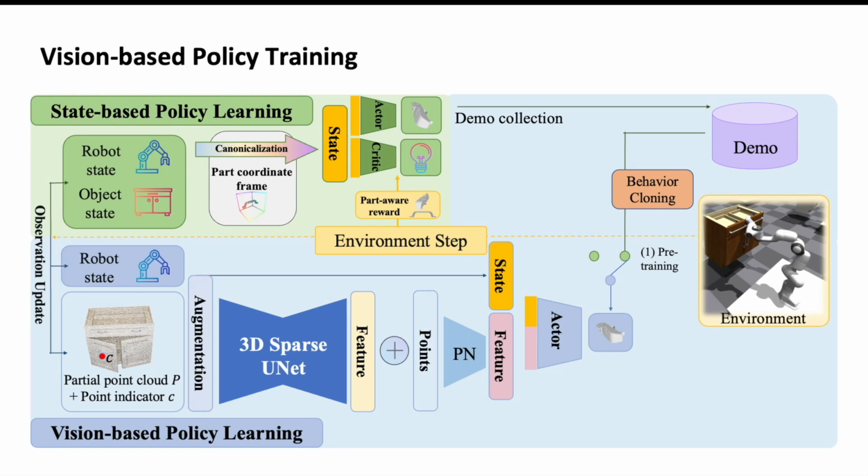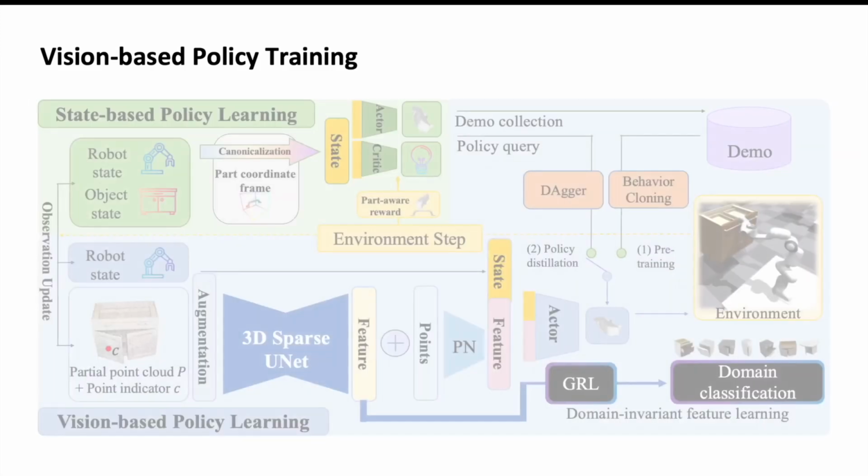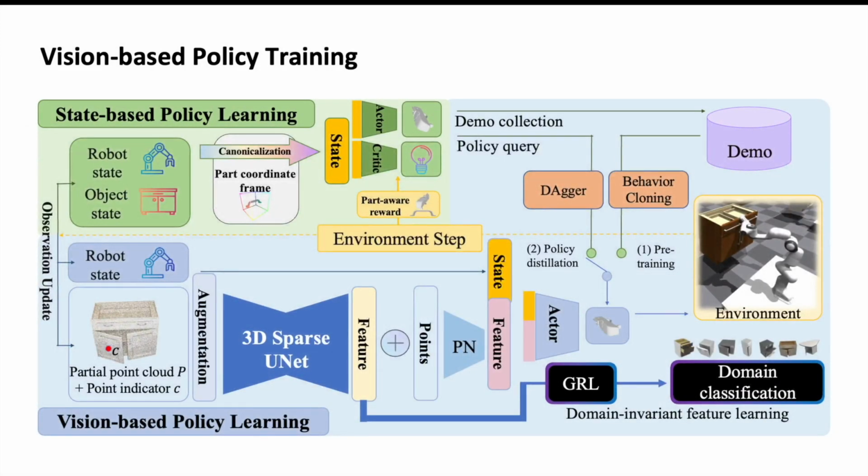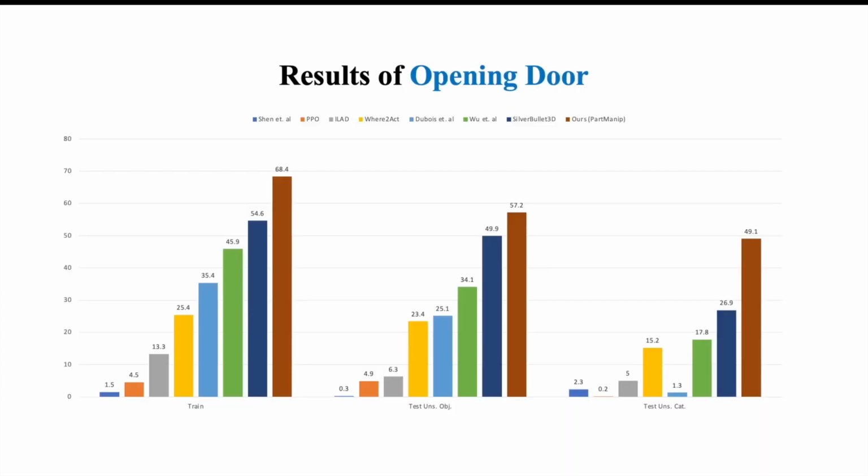The policy is trained by behavior cloning. Then, we use Dagger to joint training the whole network. For each training step, we use the Dagger loss to update the vision policy. Furthermore, the domain classification branch is used for domain adversarial training, which is used to extract domain invariant features and improve the generalizability on unseen categories.